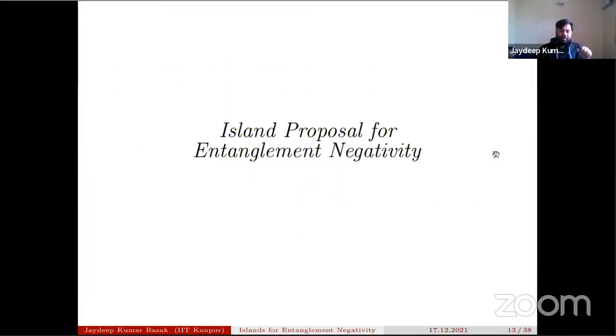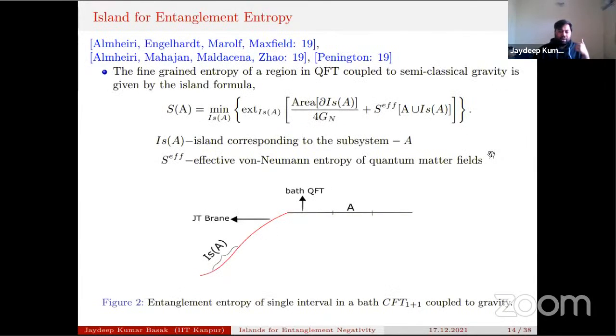Now before going to the island proposal for entanglement negativity, first I will try to go through the island for entanglement entropy. The key point of this is that the fine-grained entropy of a region in QFT, which is coupled to semi-classical gravity, is given by the island formula, which is written in this specific way. Now this I of A is the island corresponding to the subsystem A, and this term is the effective von Neumann entropy of quantum matter fields present in A union island of A.